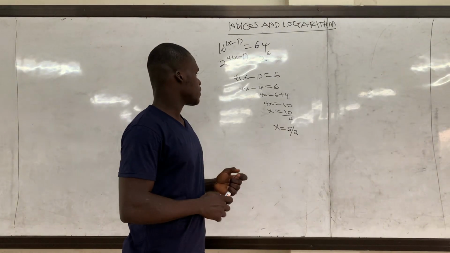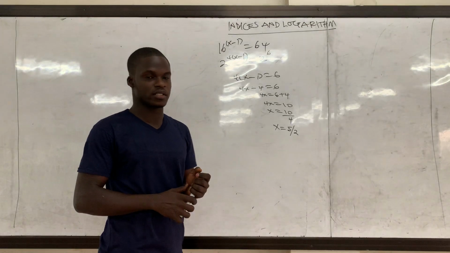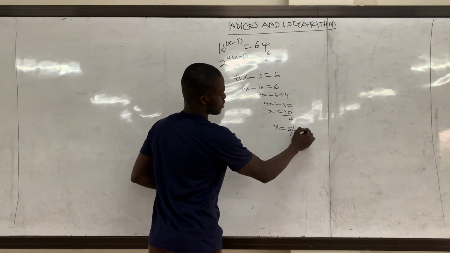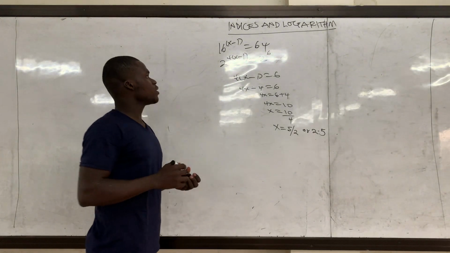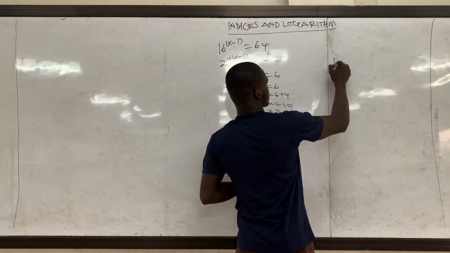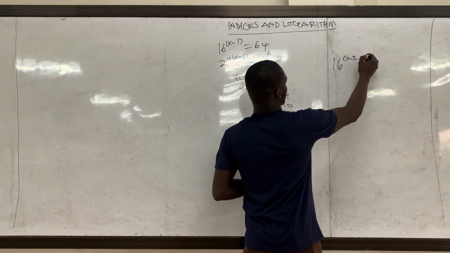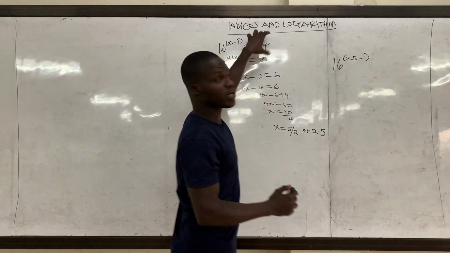You can always fix the value of x into the function to know whether you're actually right, okay? So over here we have x equal to 2.5. If you fix the value of x into the function, it will be something like 16 exponent 2.5 minus 1. So when you put this into your calculator, you're supposed to get 64.